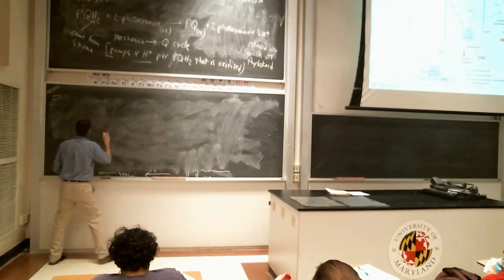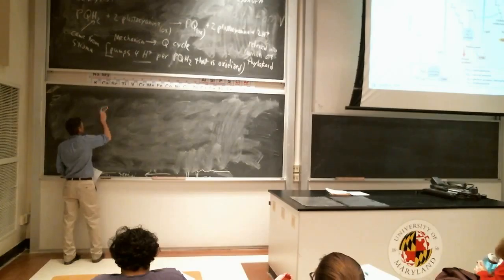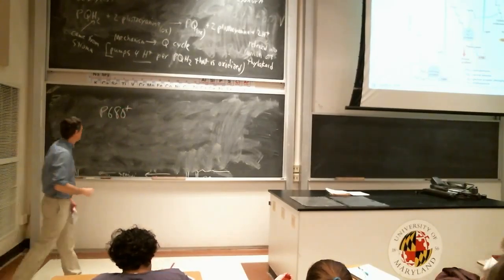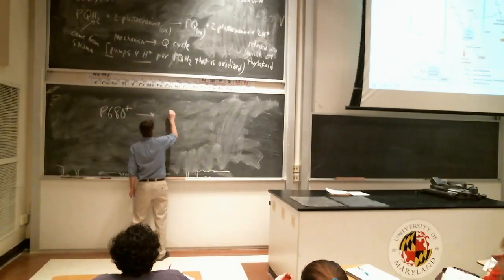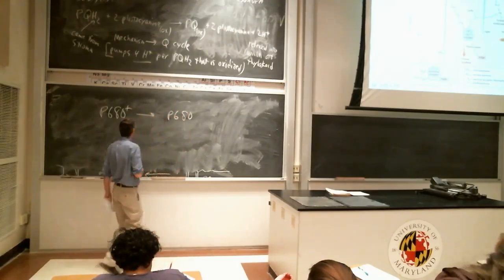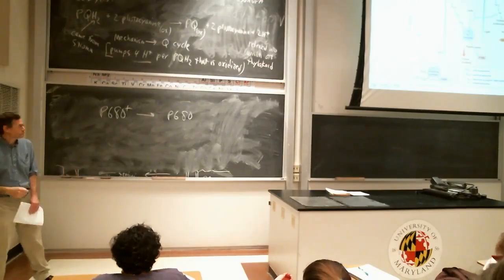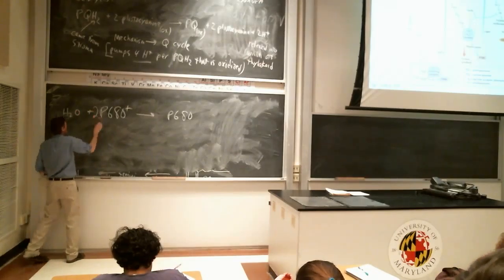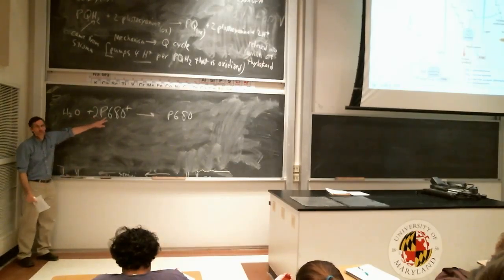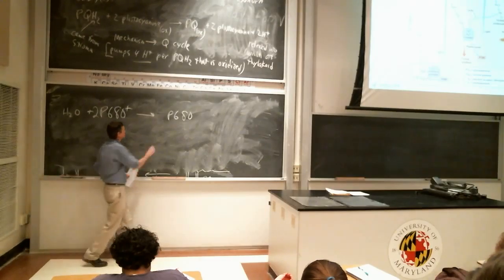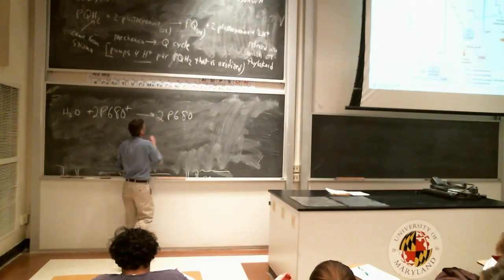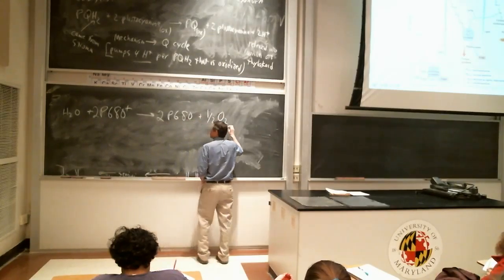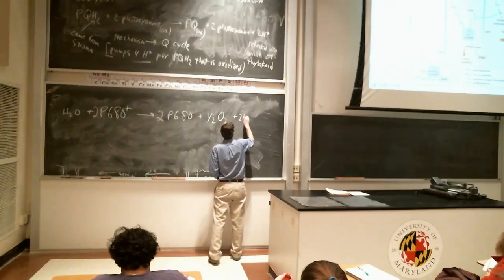So to finish the reaction, we've got P680 plus, and we need to reduce P680 plus back to P680. So we need a reducing agent. The reducing agent is water. So 1 mole of water will reduce 2 P680 pluses to make 2 P680. We'll get a half a mole of O2, and I guess we'll get 2 protons.